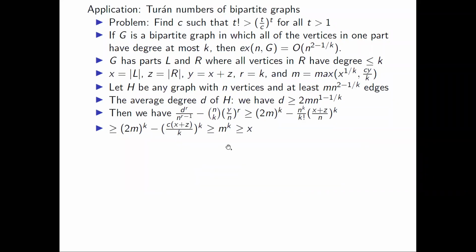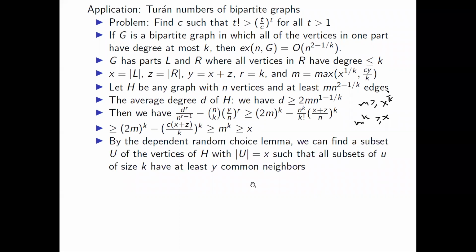And the other part of the maximum is how we can see that m to the k is greater than or equal to x. So by that maximum, we know that m is greater than or equal to x to the 1 over k. And then raising both sides to the k, m to the k is greater than or equal to x. Now that tells us that by the dependent random choice lemma, we can find a subset, we'll call it U, of the vertices of this graph H, with the cardinality of U equal to x, and all subsets of U of size k have at least y common neighbors. And this should be capital U.